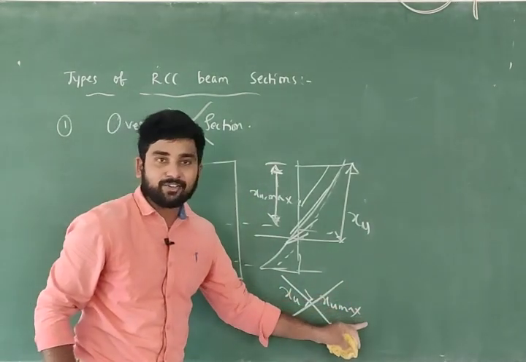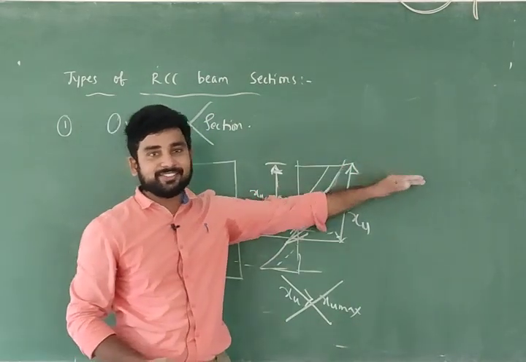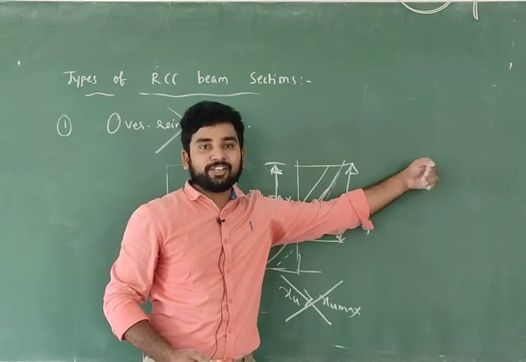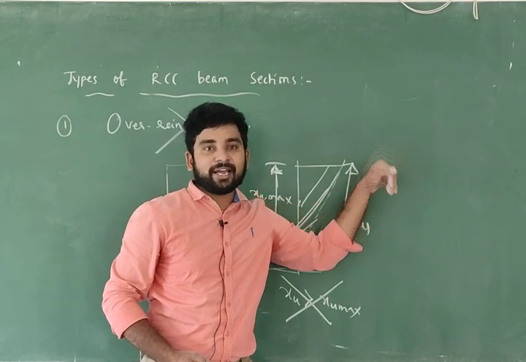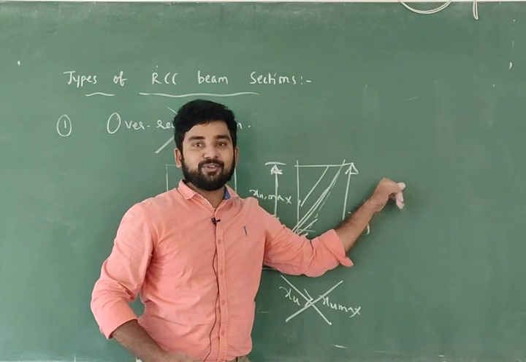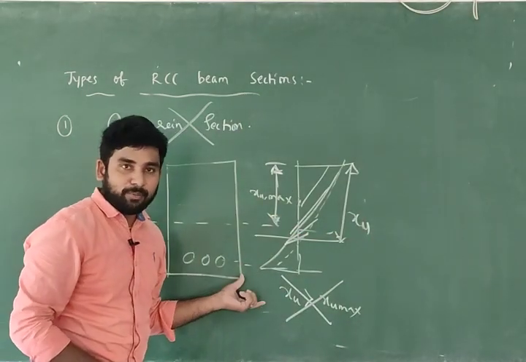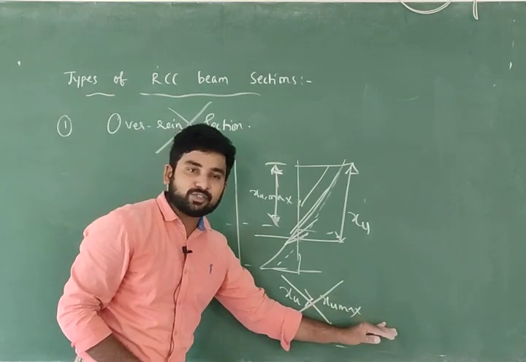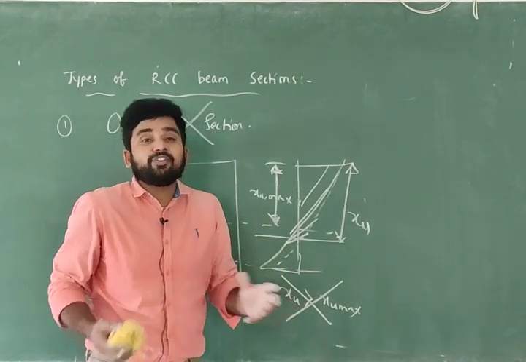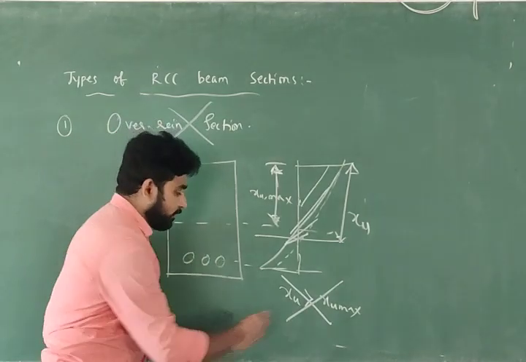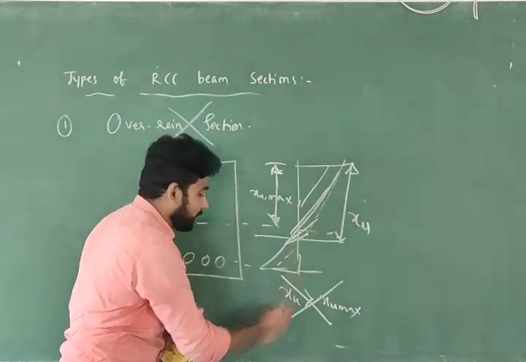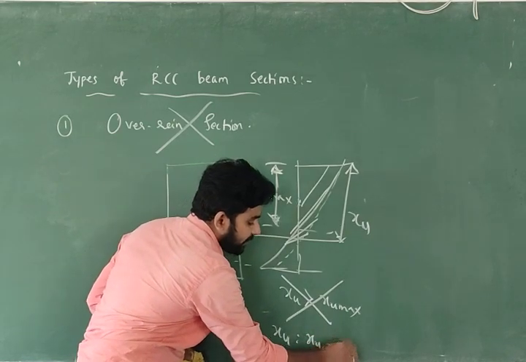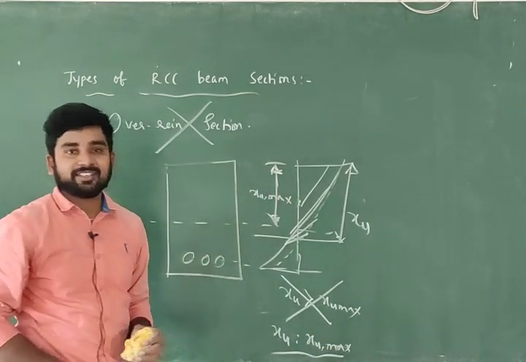Sir, if it occurs, what happens? Previously I told you, when you are crossing your speed limit, what will you do? Immediately you will come back to the maximum value. So similarly, in the problem, whenever you get an over reinforced section, you avoid it. What will we do, sir? You will come back to your maximum limit. In the same way here also, you will design that beam as a balanced section.